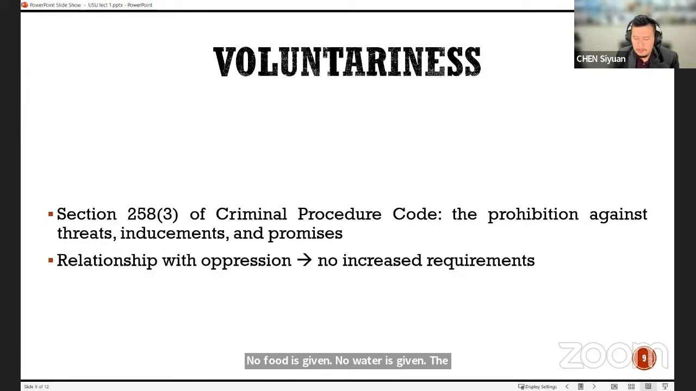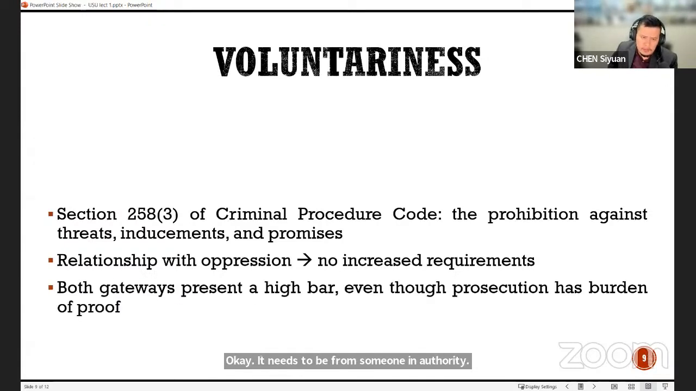So under our CPC, Criminal Procedure Code, oppression is considered the same as threat, inducement, and promise. And what that means is that for oppression, you need to show who is oppressing you. Okay? It needs to be from someone in authority. So usually that means a sergeant, not that junior an officer. And for threat, inducement, or promise, you need to show that your free will has been sapped. So all of these are just more specific ways of talking about the idea of whether a statement or confession has been given voluntarily.